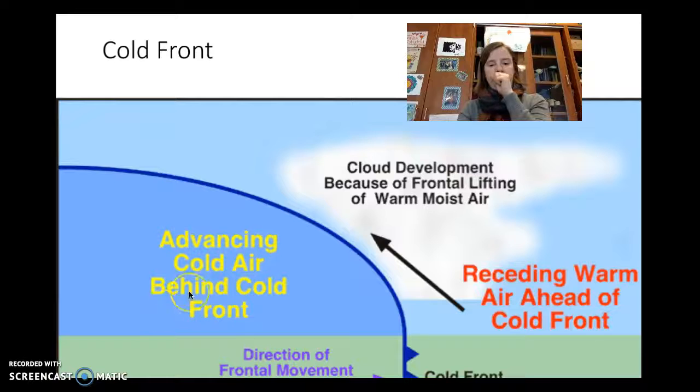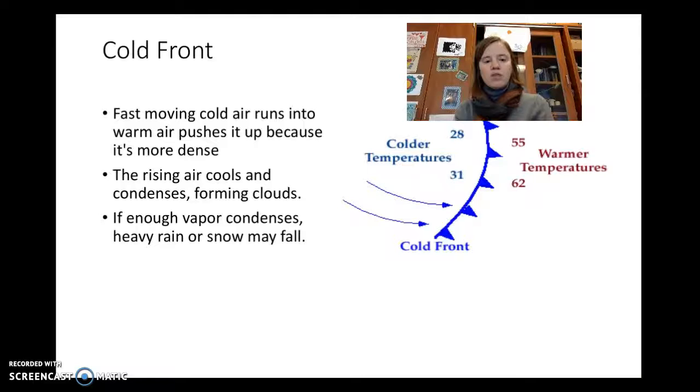So you've got the receding warm air. It's actually being pushed out, and above the cold air, and this is moving at a much faster rate. So the faster moving cold air comes in, pushes the warm air up because it's more dense. The rising air cools and condenses and then forms more clouds. And then you could have a lot of precipitation in this case, heavy rain.